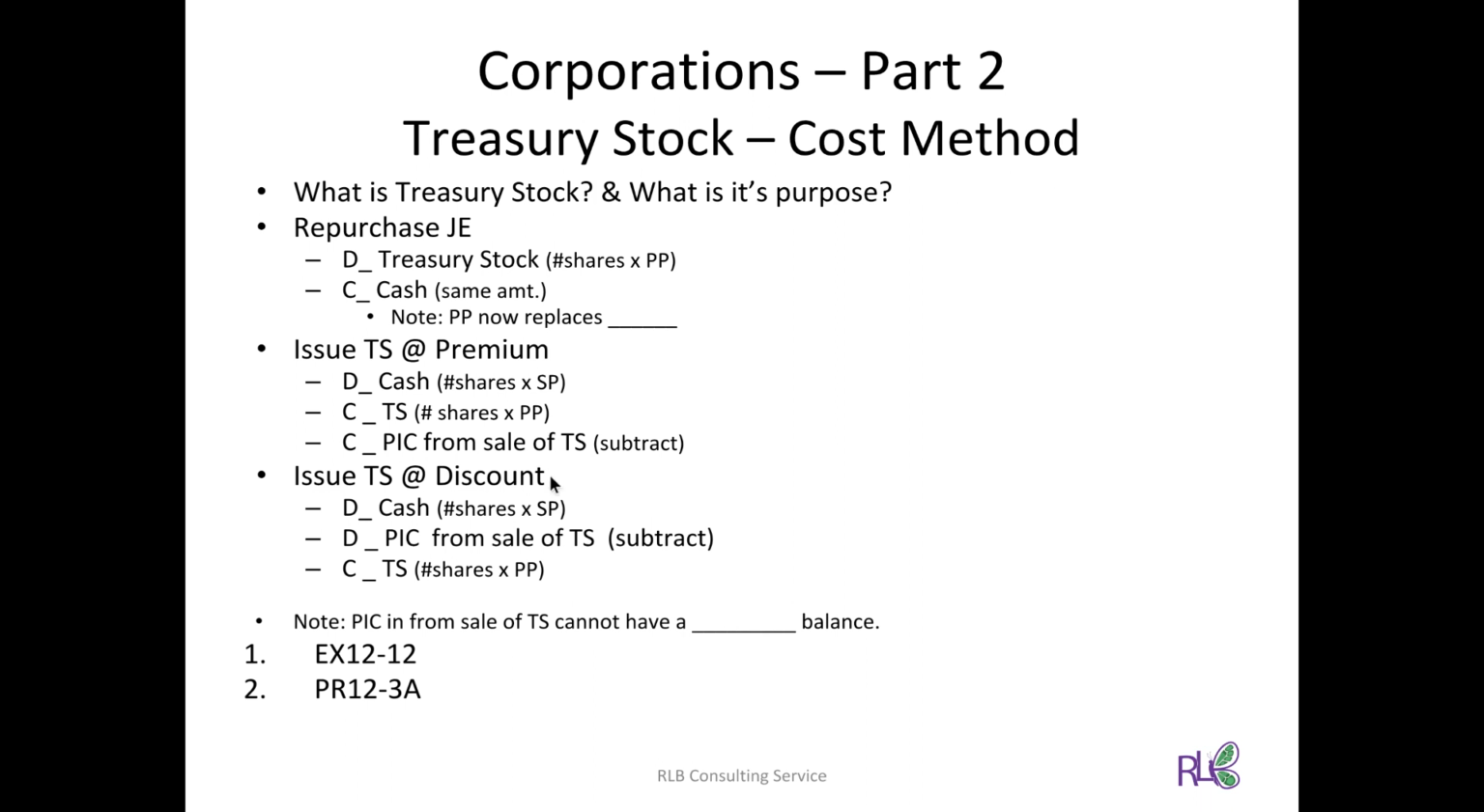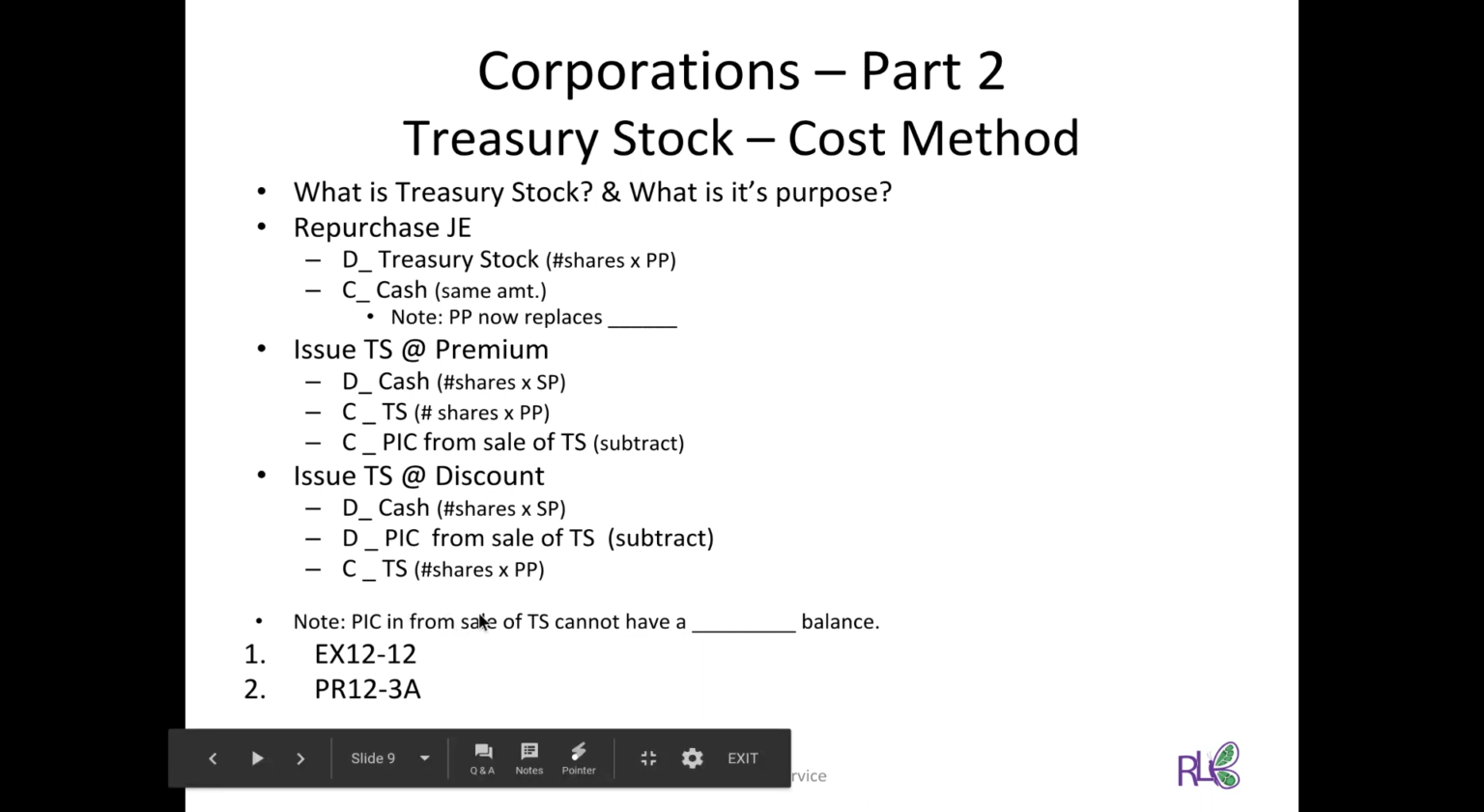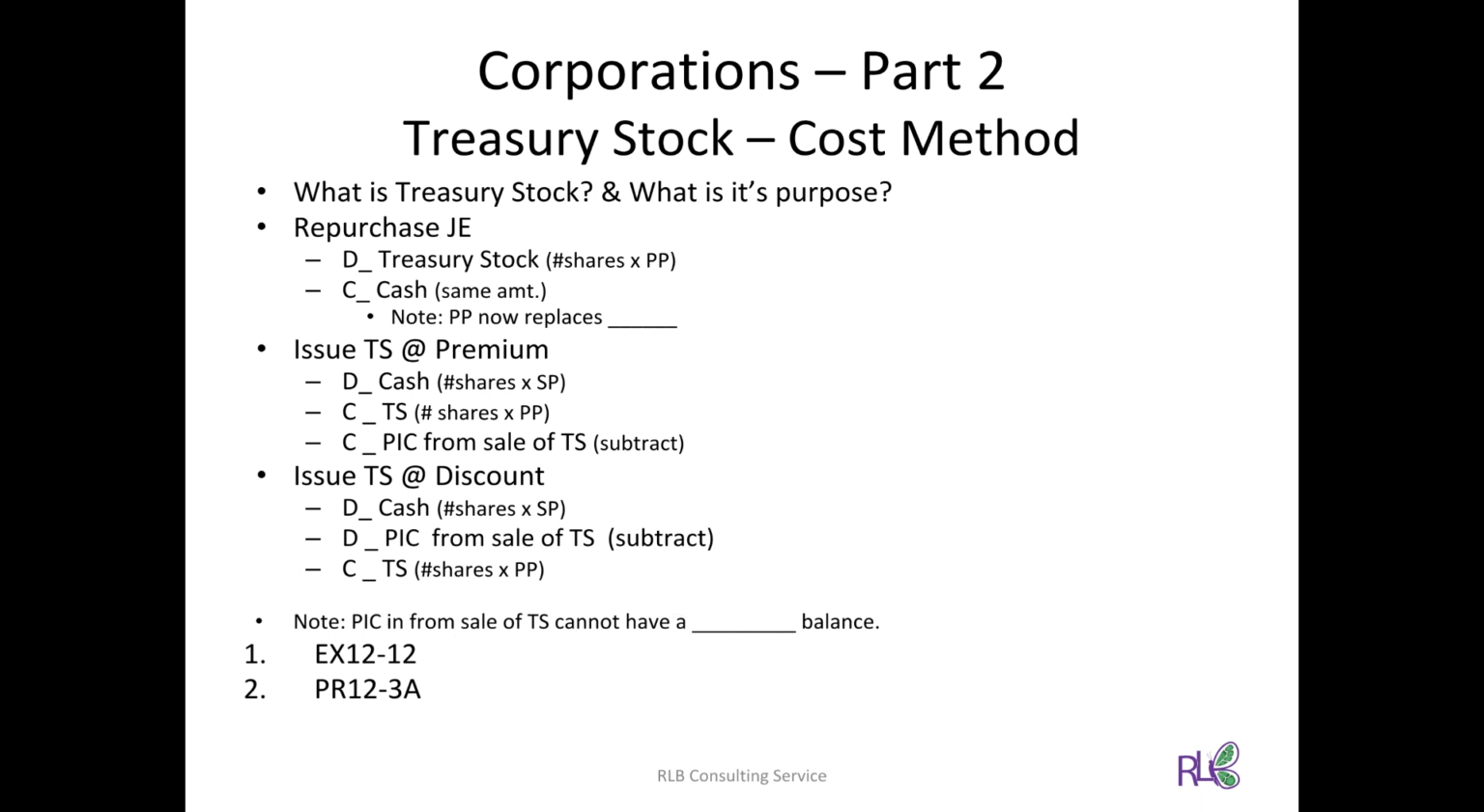Same thing would go for the discount. We would have a debit to cash for the selling price times the number of shares. This time we will have a debit to paid in capital because it is a discount, which is also rare to sell stock at a discount, but sometimes it happens. This will be the difference between the value of the treasury stock and the cash. So again, treasury stock is measured at the purchase price, what we repurchased the stock at. Paid in capital from sale of treasury stock cannot have a deficit or a debit balance because remember, stock has a normal credit balance.